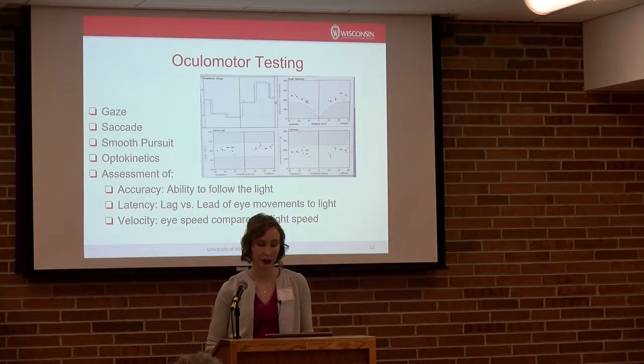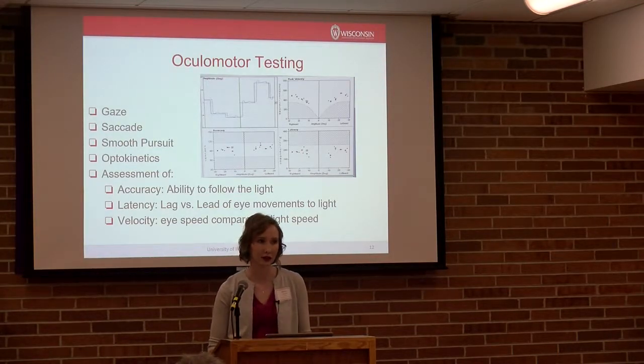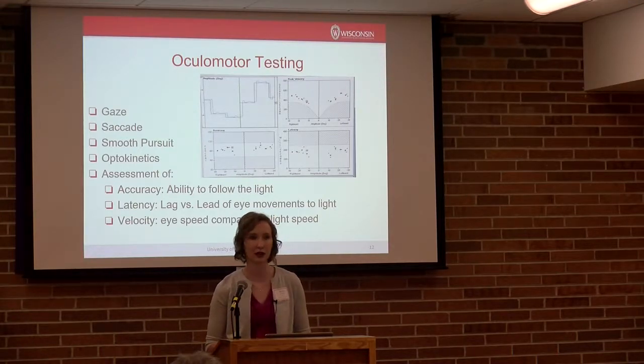Next, moving on to oculomotor testing, we did gaze, saccade, smooth pursuit, optokinetics. For all of these tests, the participants wear goggles, and we're tracking their eye movements as they follow a red dot on a light bar. We're measuring the accuracy, so the ability for them to follow the light with their eyes, the latency, so lag versus lead of the eye movements to the light, and the velocity, so the eye speed compared to the light speed.